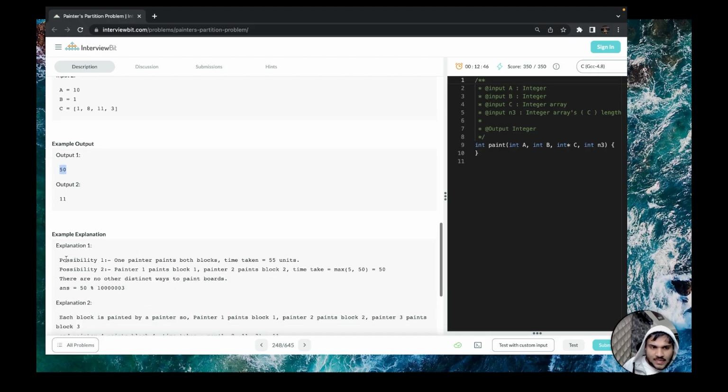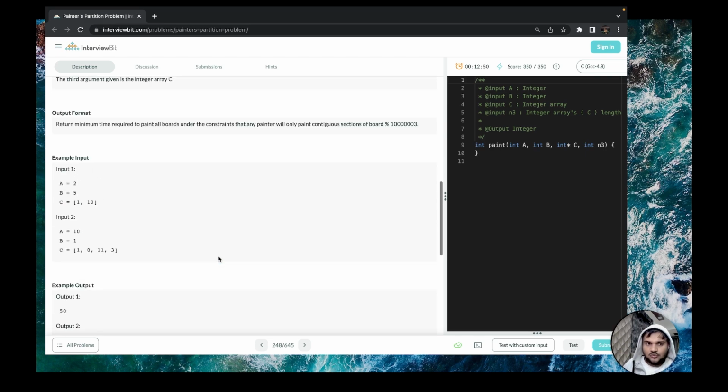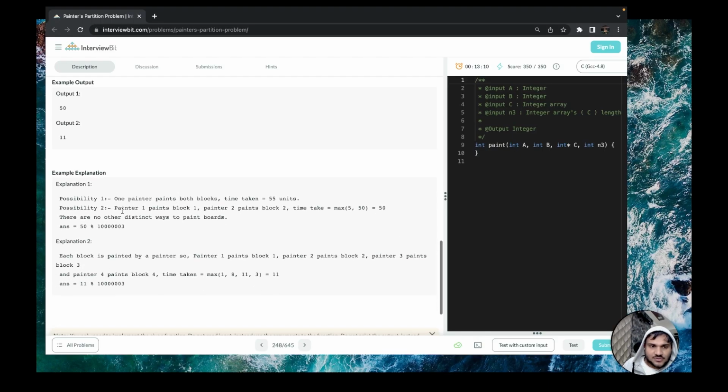Let's see how. One possibility is that one painter paints both the blocks. So if you have two painters, it's not necessary that you deploy both the painters. Let's say you allocate the task to only one painter. Then there are total 11 units of board to be painted. 1 unit of board will be painted in 5 minutes or 5 units. So 11 units will be in 55 units.